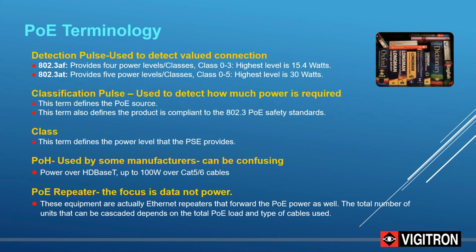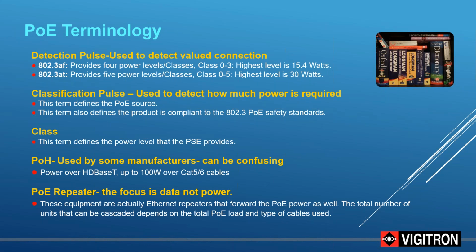If it doesn't happen within a certain period of time, the PSE will say, I don't have a valid connection, I'm going to shut down my power. If the PD demands too much power from the PSE, it says, maybe I have a short, and I'm going to shut down the power because I don't want to damage the product.